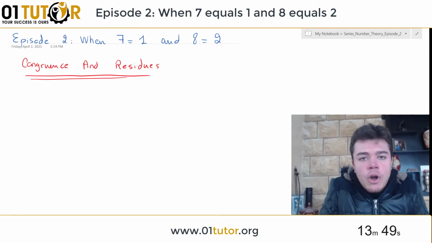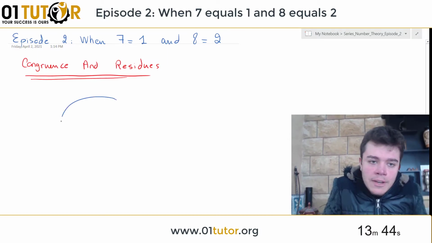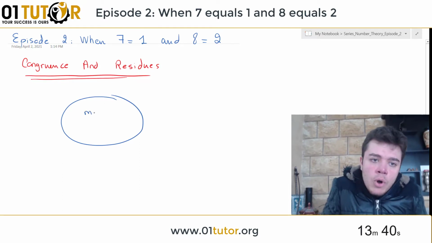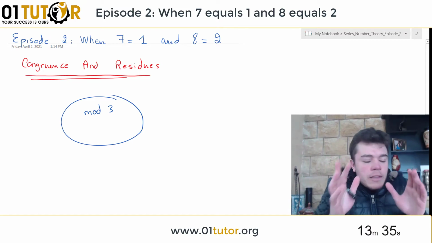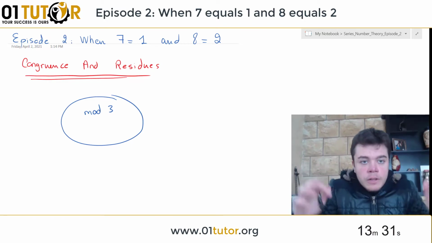Now, to explain congruences and residues, I want to explain it in a very simple manner. Suppose that we have here a circle, some kind of operator, and I'm going to call it mod 3. So this is the space of mod 3. Like we have the space of integers 0, 1, 2, 3, and 4, we have another space, let's call it mod 3.